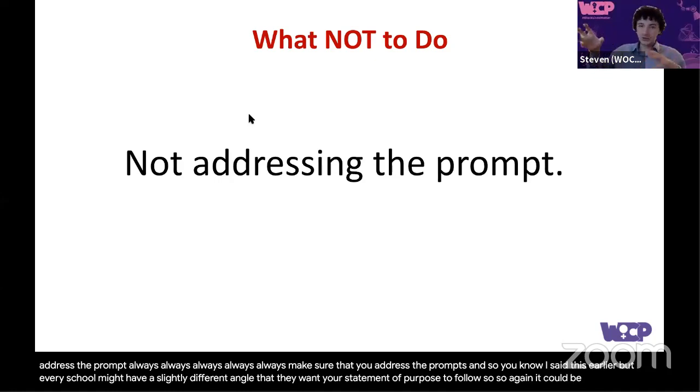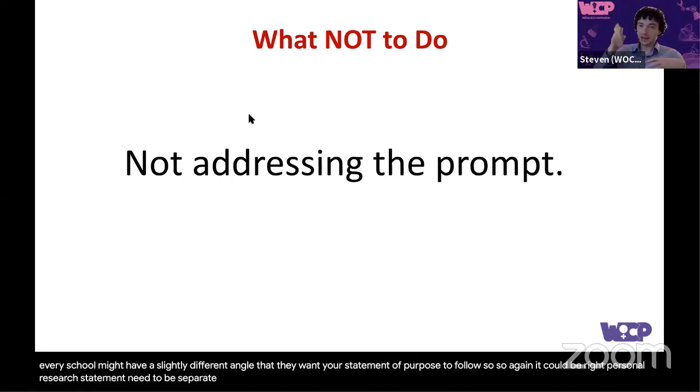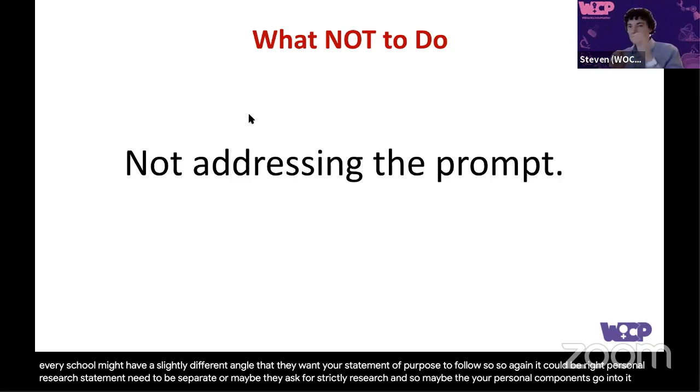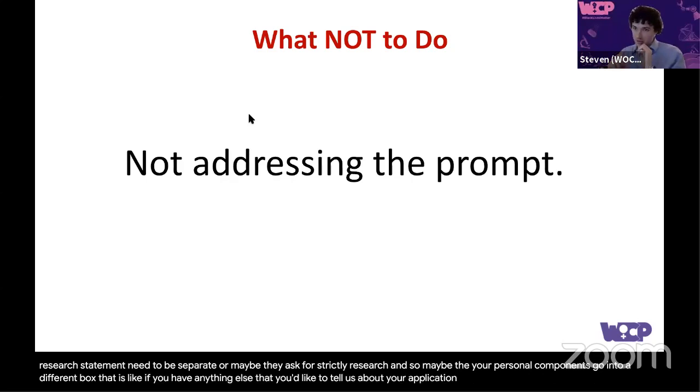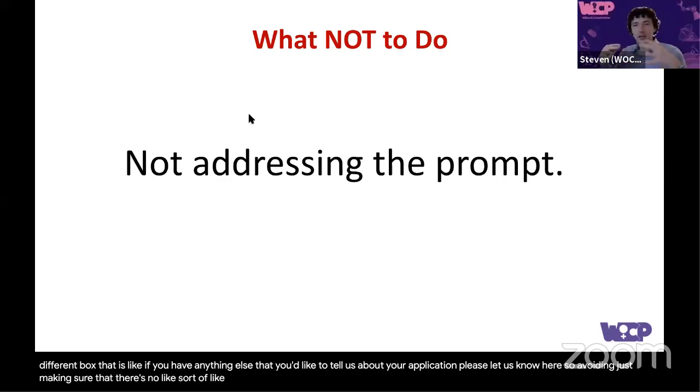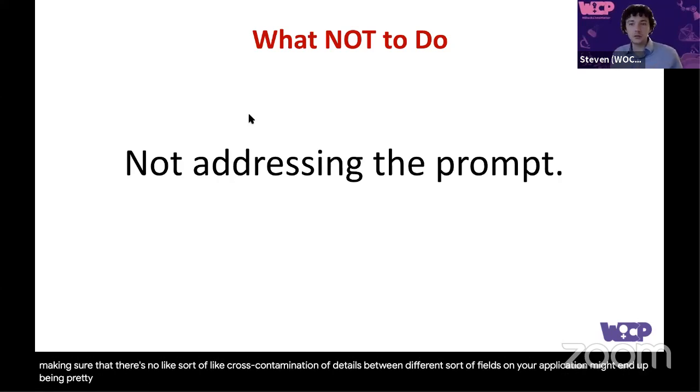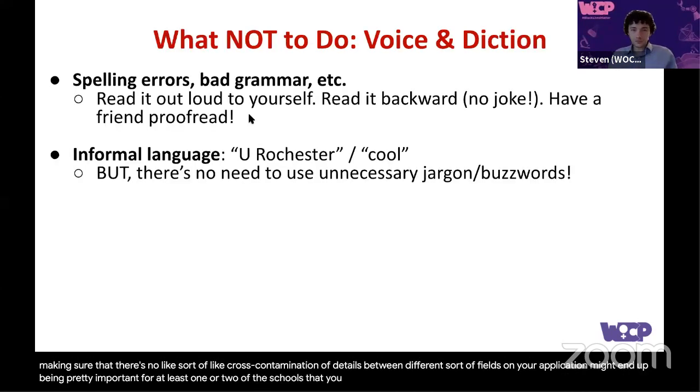So again, it could be, right, personal and research statements need to be separate, or maybe they ask for strictly research. And so maybe your personal components go into a different box that is like, if you have anything else that you'd like to tell us about your application, please let us know here. So making sure that there's no cross contamination of details between different fields on your application might end up being pretty important for at least one or two of the schools that you apply to. And so, of course, everybody knows that typos and spelling errors are to be avoided.